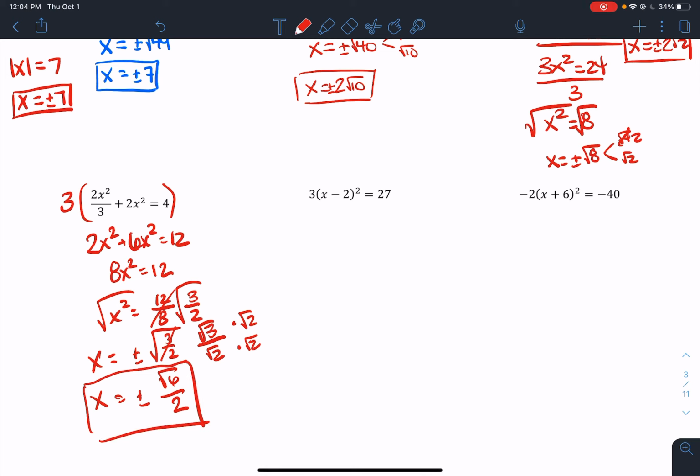All right. These examples here with the parentheses are a little bit different. I have 3 times x minus 2 squared equals 27. So I'm going to divide by 3 to isolate this set of parentheses. You cannot distribute the 3 in because then you're doing multiplication before this exponent. So x minus 2 squared equals 9. Now I'm going to square root both sides. I have something squared equals 9. So x minus 2 will equal plus or minus 3.